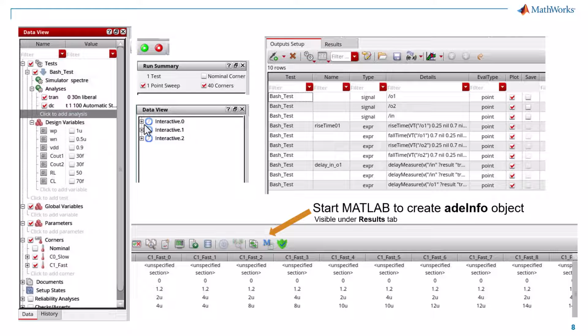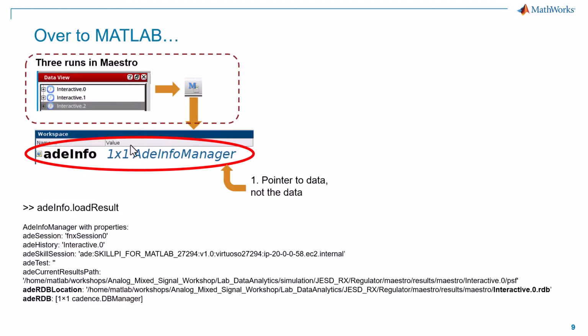We've done a number of interactive runs, and finally we're at the point where we're going to click on the M button, the MATLAB button, to create this AD-info object in MATLAB, and that will let us access our simulation results on the MATLAB side. Here's our AD-info object in MATLAB. Again, it's a pointer to the data, not the data itself.